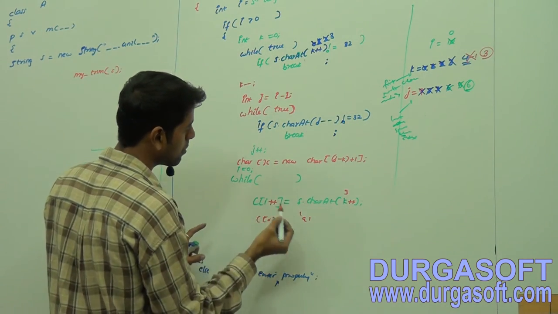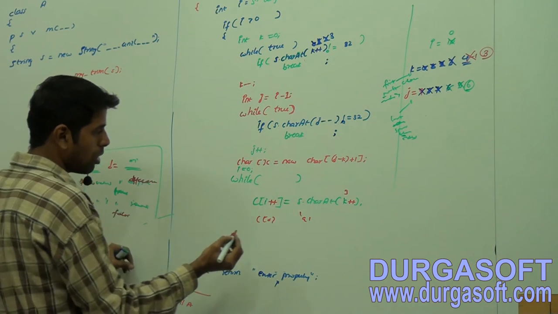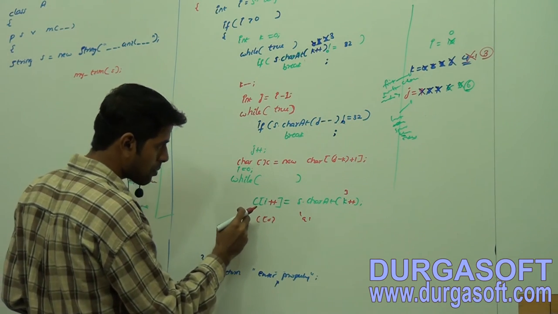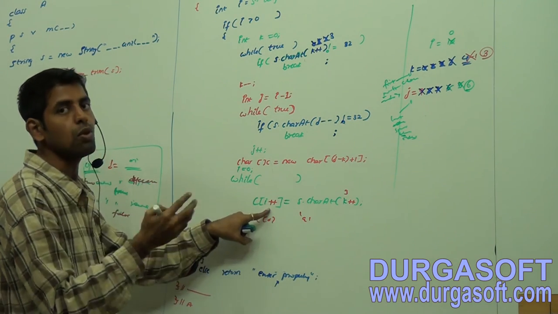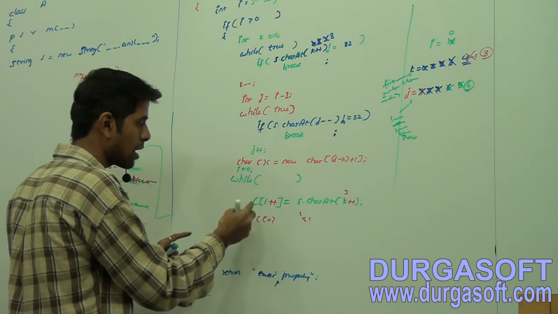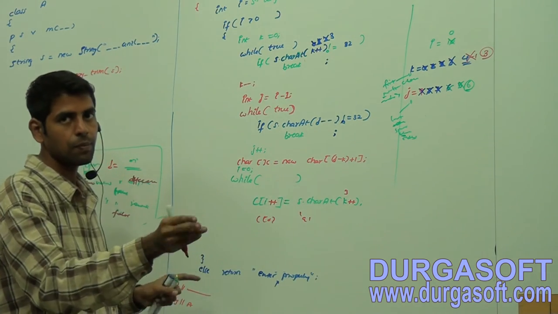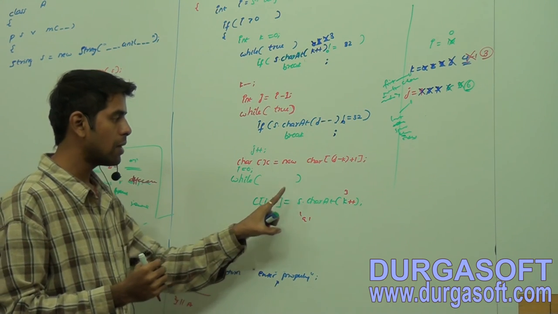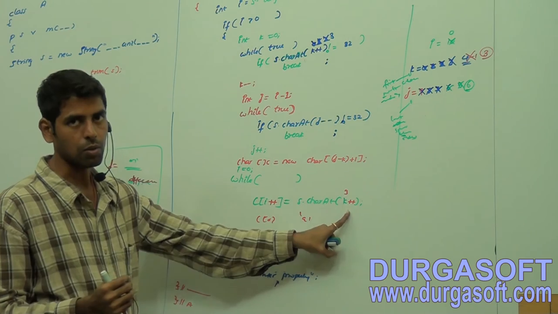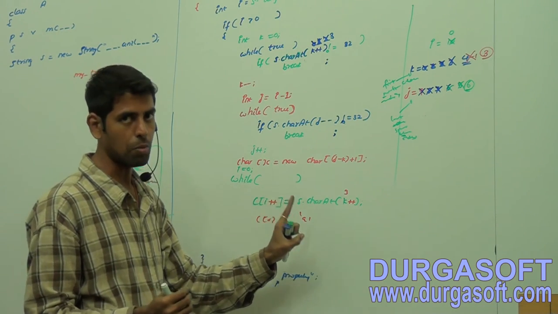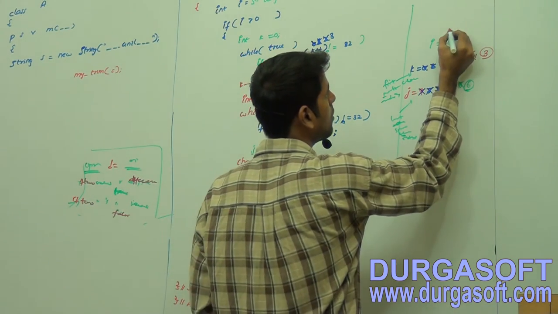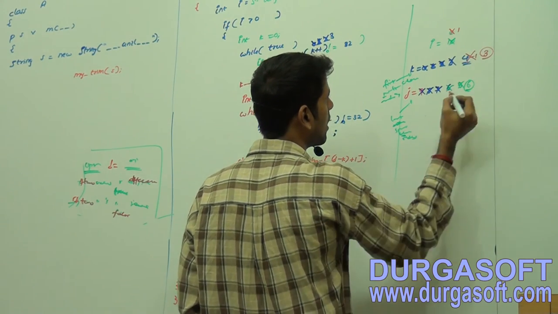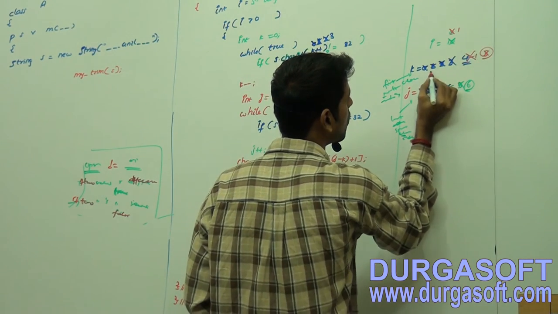For c of 0, I am assigning A. Now before coming out of this statement, the i variable value post increments. After doing all the actions, before you come out of that instruction, increment the i variable value and the k variable value, because of post increment operators. Now i variable value will become 1, and k variable value 4.